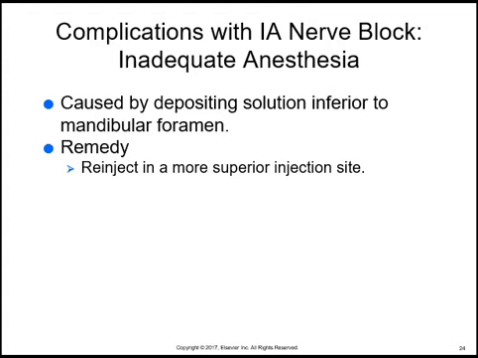Other complications with the IA nerve block would be inadequate anesthesia. This is caused by depositing the solution inferior to the mandibular foramen. The remedy for this would be to re-inject in a more superior injection site. Another way to remedy this is to frequently review learned landmarks and troubleshoot to improve your technique as well.